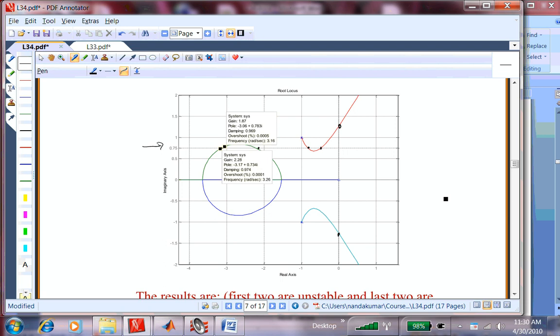Questions. I think maybe we'll stop there because we're running out of time, but I will come back and do this problem in detail in the next lecture.